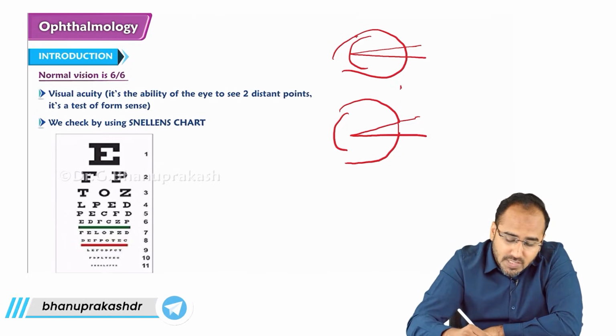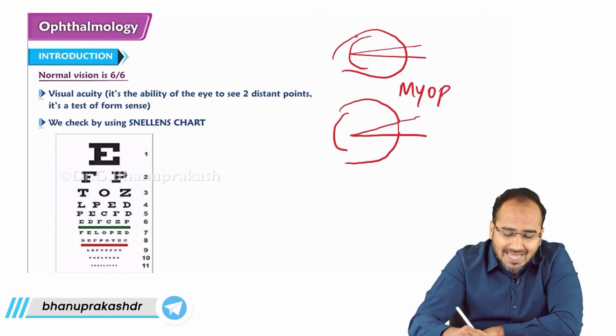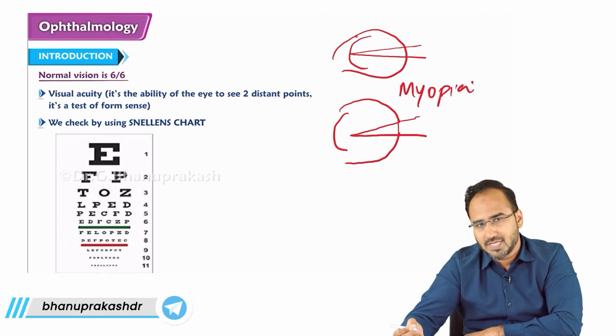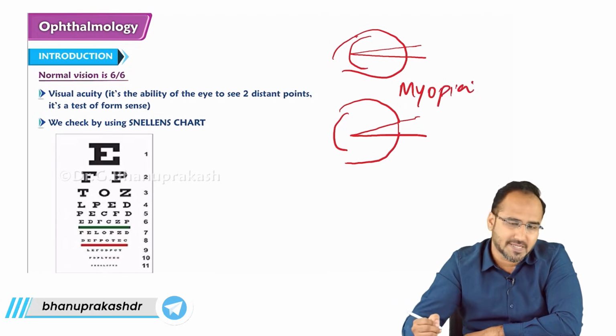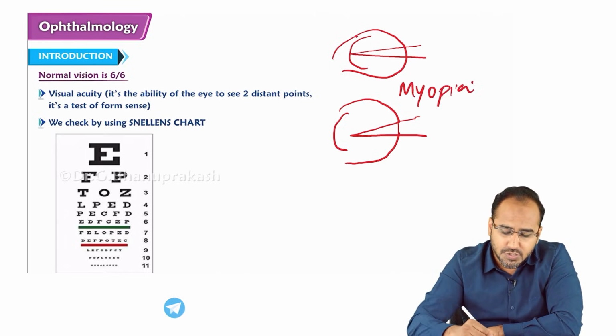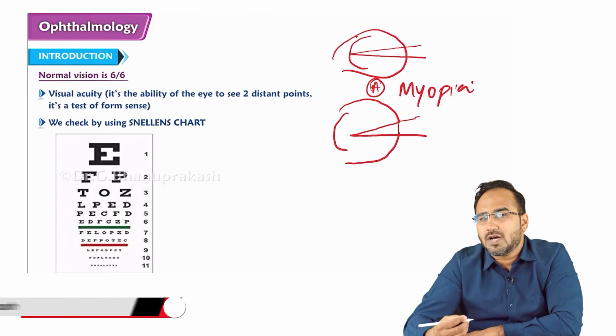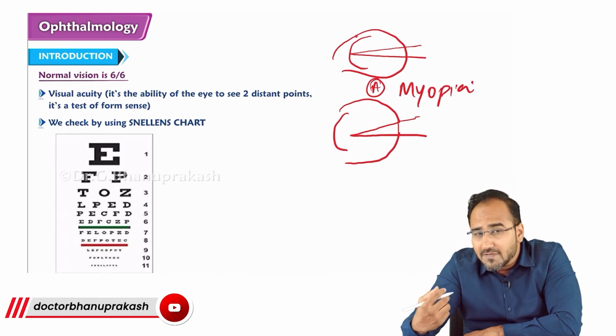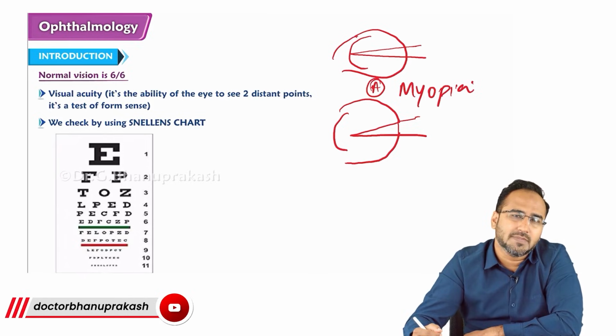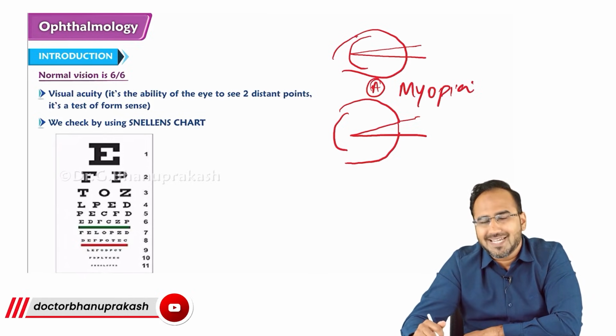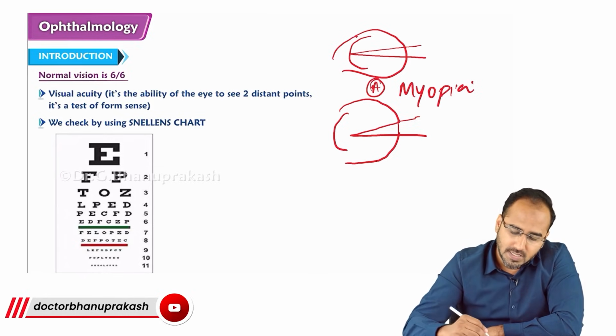This condition is called as what? This condition is called as myopia. Myopia. Okay? So the first child is having myopia. Myopia means what? He is not able to see the far things properly. That is called as myopia.